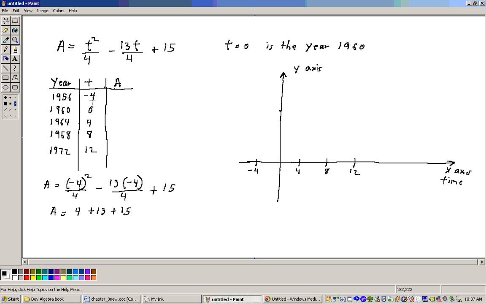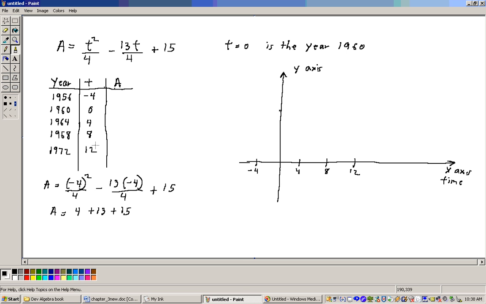Now they want to know the amount for 1956. Well, if t equals 0 is 1960, then 1956 is 4 years before that. 1960 is year 0. 1964 is 4 years after that. 1968 is 8 years after that. 1972 is 12 years after the base year of 1960. So these are the numbers we need to substitute in for t.